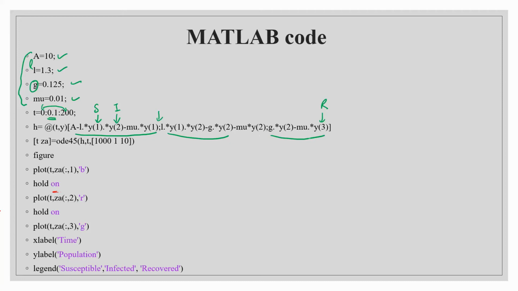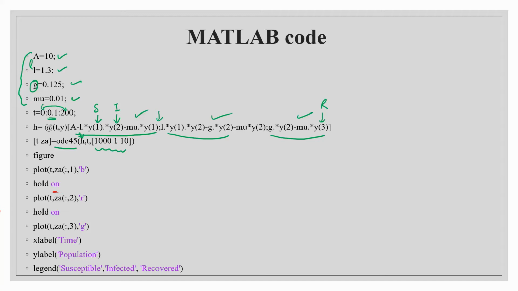You need to write down your differential equations here, and then you need to call ODE45. This is an inbuilt function in MATLAB that solves differential equations. ODE45 takes h, which contains the differential equations, the time discretization, that is from 0 to 200, and the initial condition. Since there are three equations, we need to give three initial condition values.